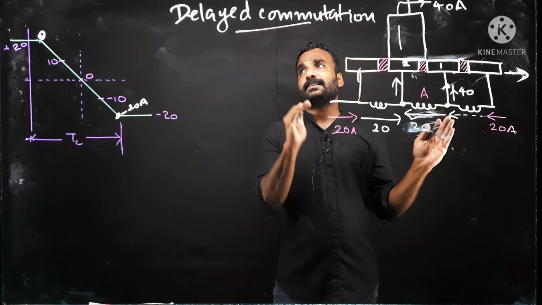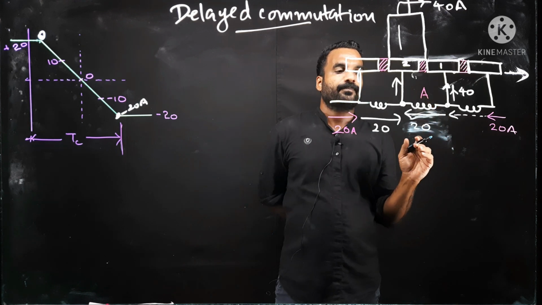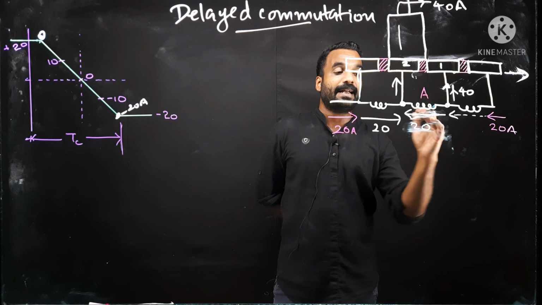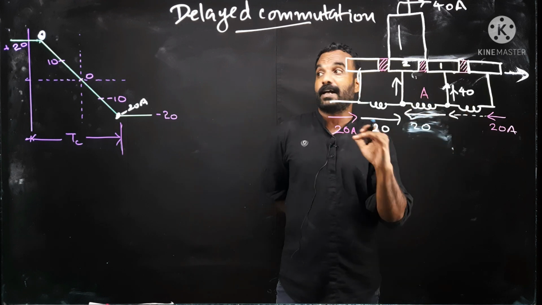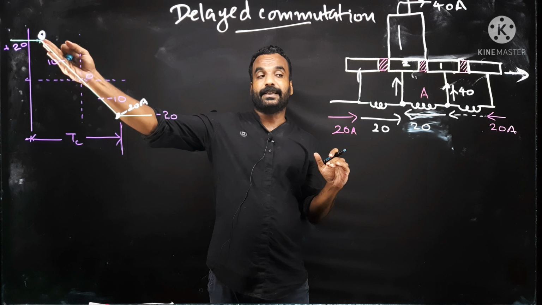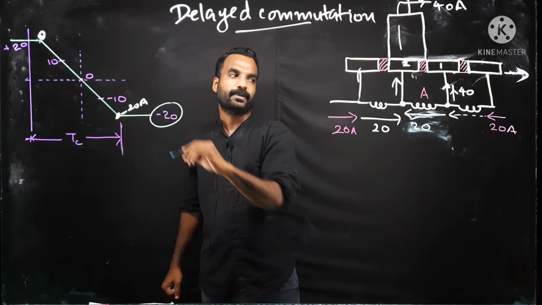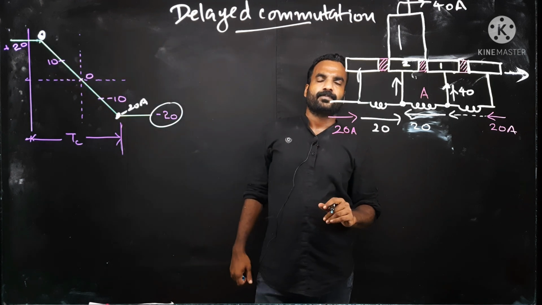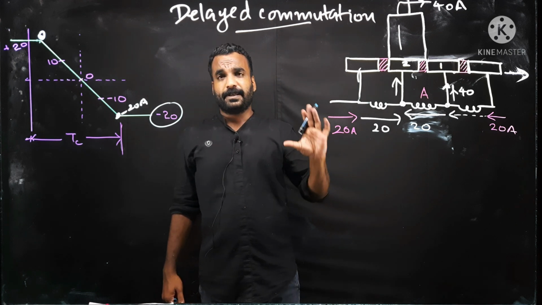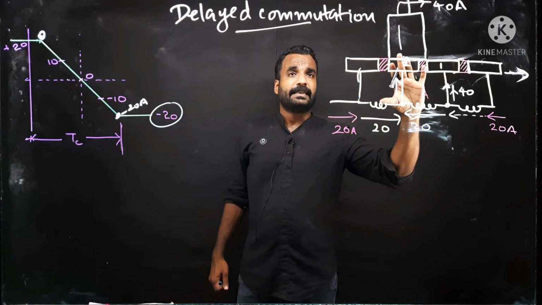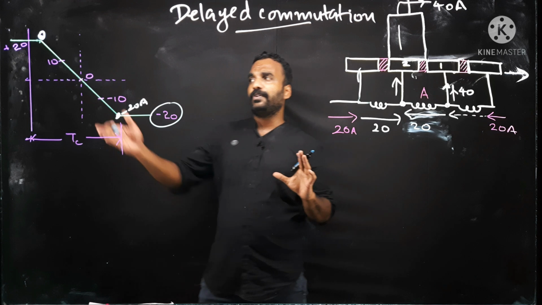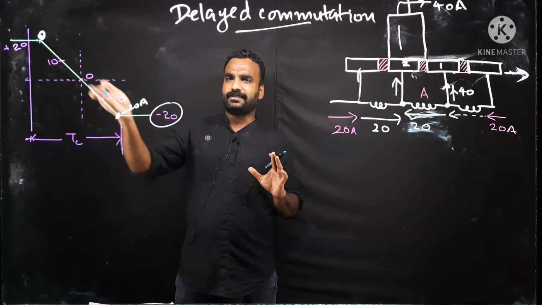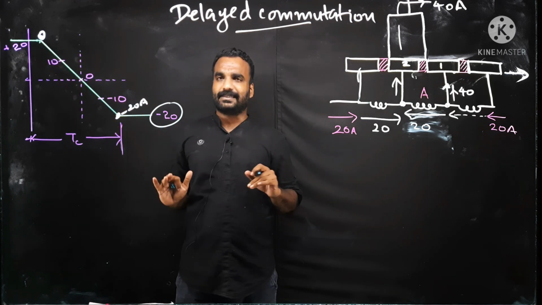Anyhow, we need this case for explaining delayed commutation. So coil A is carrying 20 ampere in the opposite direction as compared to the first case. So that is minus 20 ampere. You please clear your concept of ideal commutation initially. So we will get such a characteristic. This was also obtained in the last class.